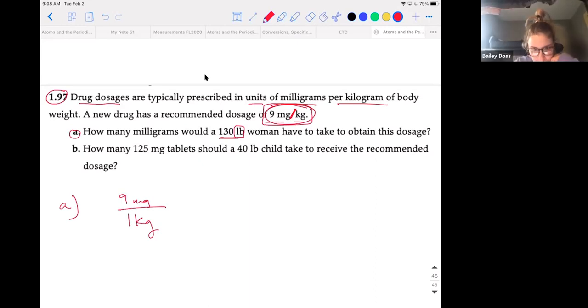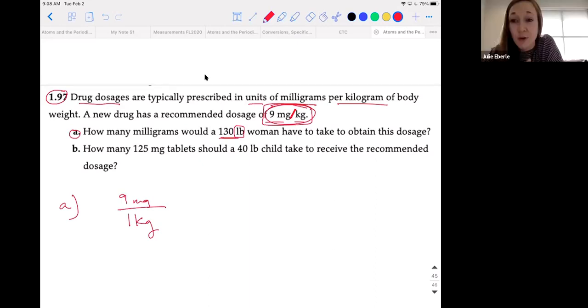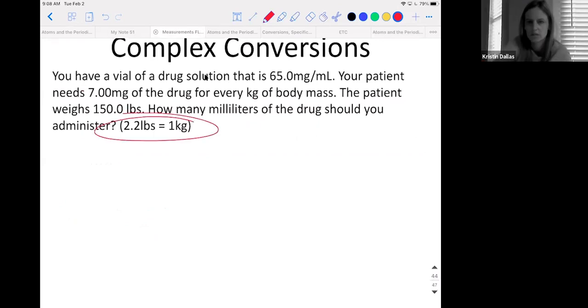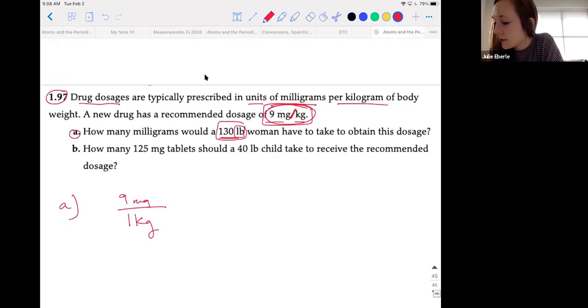Convert kilograms to pounds, because we have to take into account the size of our woman, who is 130 pounds. Anybody know the relationship between kilograms and pounds? Did anybody look that up? It's actually from our measurement slide. I bet if we go down, look right there: 2.2 pounds in a kilogram.